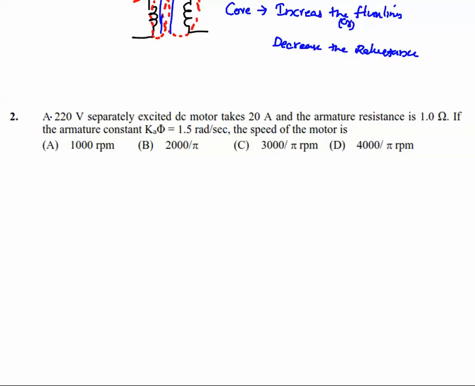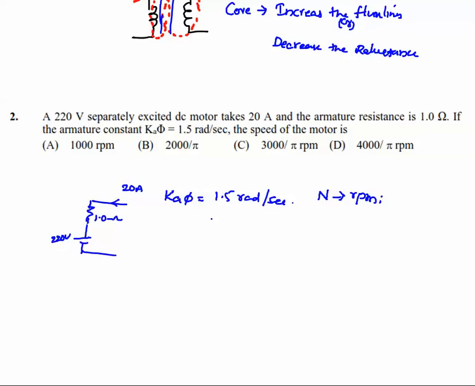is a 220 volts separately excited DC motor takes 20 amps current and has an armature resistance of 1.0 ohms. That is, a 220 volts DC motor with an armature resistance of 1.0 ohms, and it takes a current of 20 amperes, and the armature constant K phi is 1.5 radians per second. What we need to find here is the speed, and the speed is in RPM.